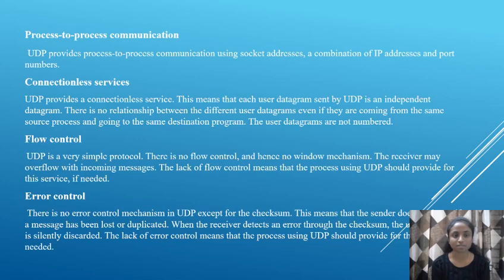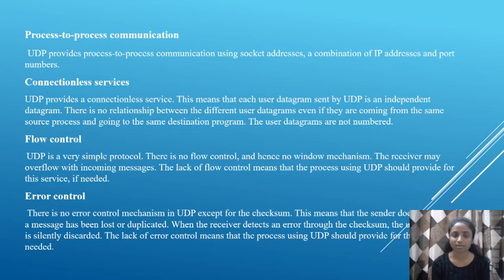The next is flow control. UDP is a very simple protocol. There is no flow control and hence no window mechanism. The receiver may overflow with incoming messages. The lack of flow control means that the process using UDP should provide for this service if needed.